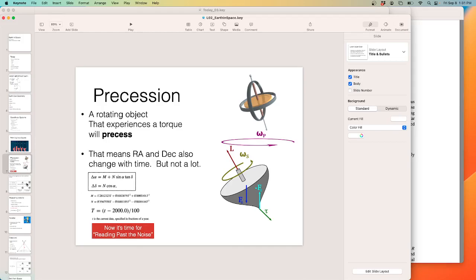So precession, I don't need to talk about precession at all, really. But the reason that we need to bring it up at all is you'll see coordinates with a J2000.